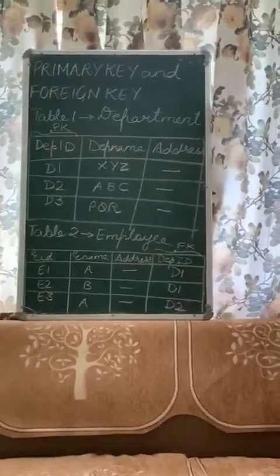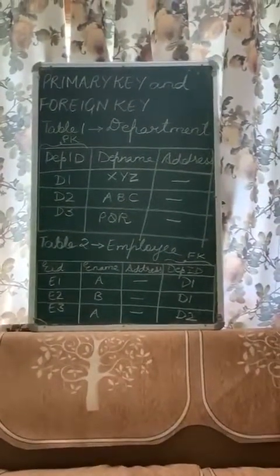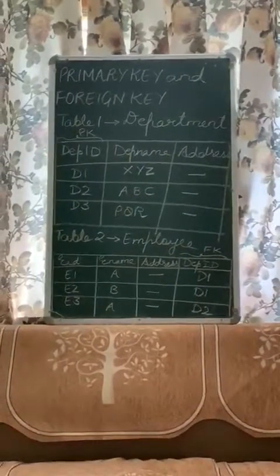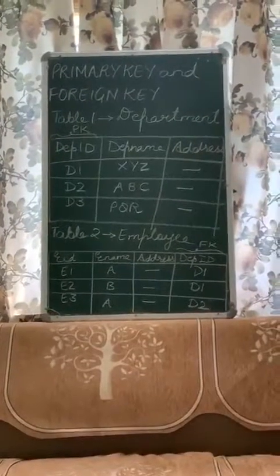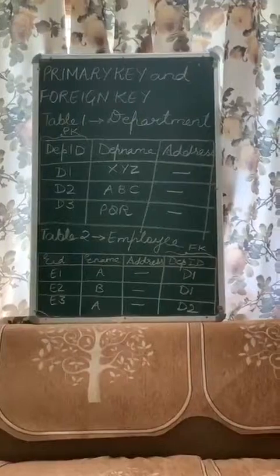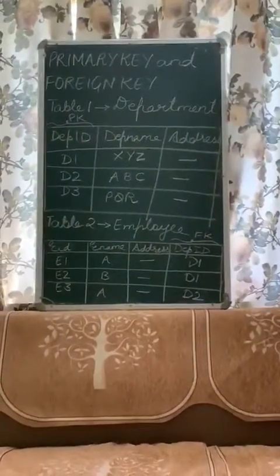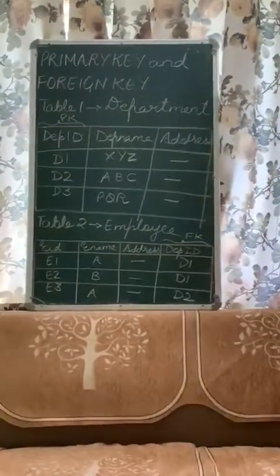So children, this is the basic difference between a primary key and a foreign key. Today you will be making notes from this video itself. You just need to make these two tables and write the definition of both the primary key and the foreign key. And in the end you will mention that primary key is the parent key and the foreign key acts as a child key. So that is all for today.